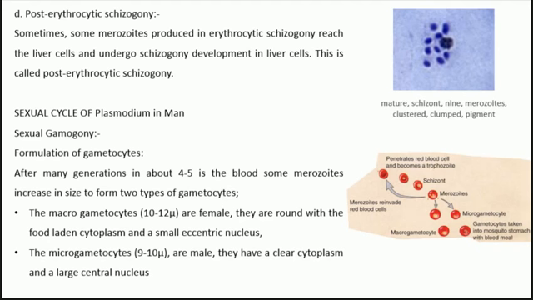That is the post-erythrocytic schizogony. Now what is this post-erythrocytic schizogony? Merozoites produce erythrocytic schizogony, the cycle is going on, and some of them reach the liver cell again and undergo schizogony development in the liver cell itself. This is called post-erythrocytic schizogony. So, what is happening here? Some merozoites produced in erythrocytic schizogony reach the liver cells and undergo schizogony.